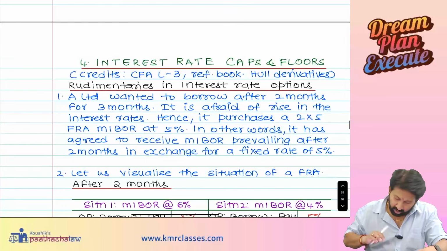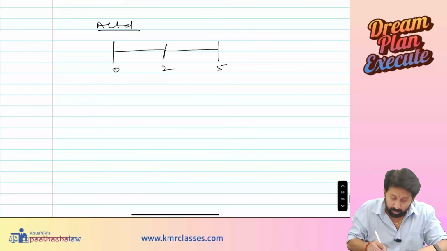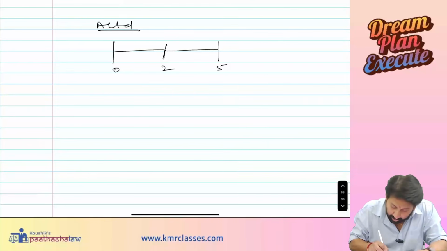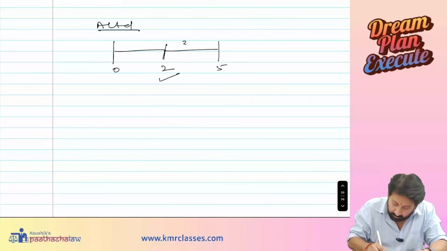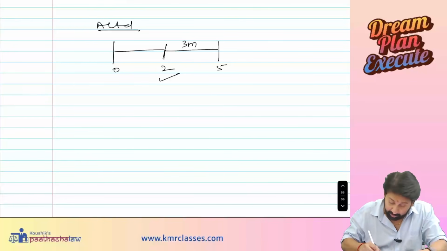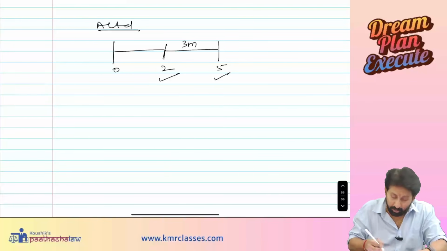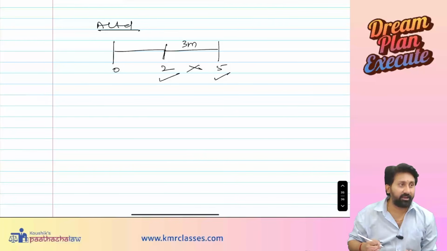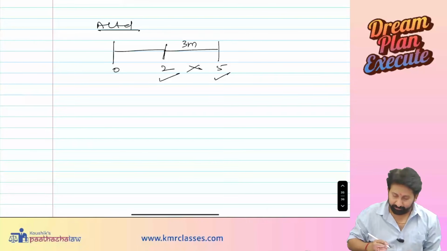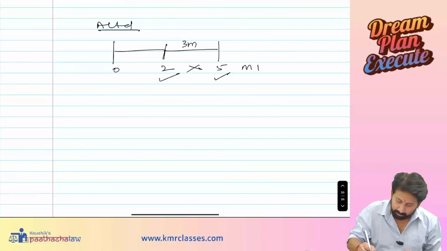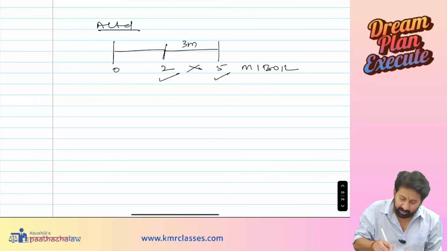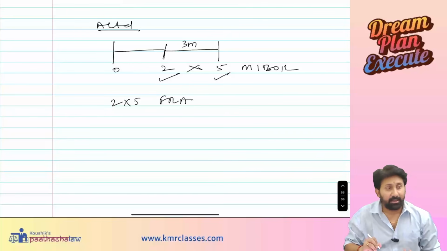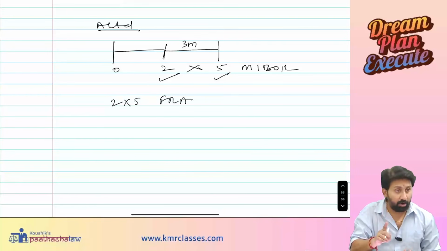So what happened? A Limited wanted to borrow after 2 months for 3 months, with the loan expiring at the end of the 5th month. We call it a 2/5 contract. So this is called a 2/5 MIBOR, or technically, they wanted a 2/5 FRA contract. A Limited wants a 2/5 FRA contract on borrowing.